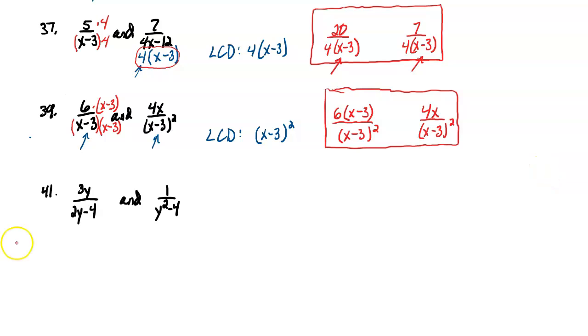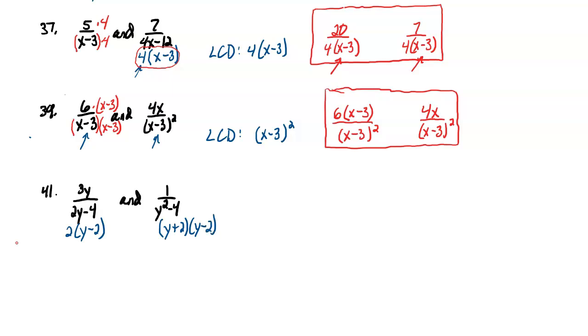Number 41. In the denominators, I notice they're not yet in factored form. So the first one has a GCF of 2 and can be rewritten as 2 times y minus 2. The second fraction's denominator is a difference of squares, and it factors as y plus 2 times y minus 2.